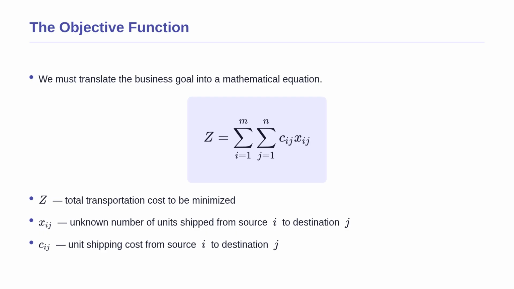If we increase the number of items shipped on an expensive route where the unit cost is high, our total cost Z will increase dramatically. We want to avoid that.